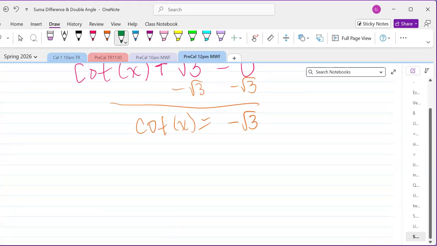Now, this is normally the point where we would go to the unit circle, but the problem is the unit circle doesn't have cotangent on it. It's only got sine and cosine. So I've got to make some changes to get to where I can use my unit circle. I know cotangent is the reciprocal of tangent, and I know tangent is sine over cosine. So cotangent is the same as cosine x over sine x.